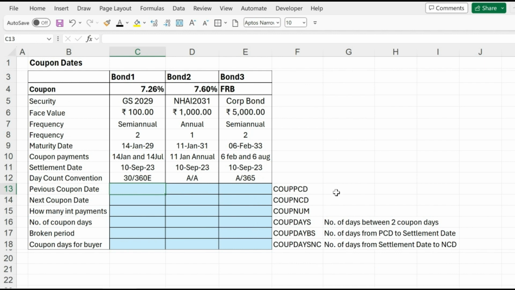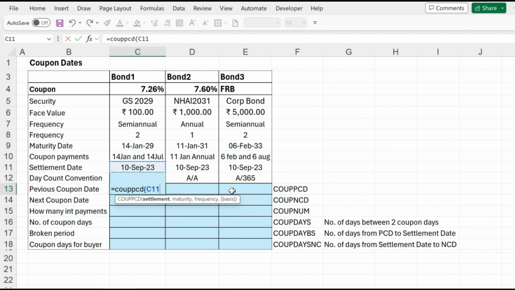The first function is COUPPCD. You don't even need to remember it, it's intuitive. PCD means previous coupon date. So if I say COUPPCD, the settlement date is today, which is 10th September 2023. Please remember, all these calculations are as on the settlement date.